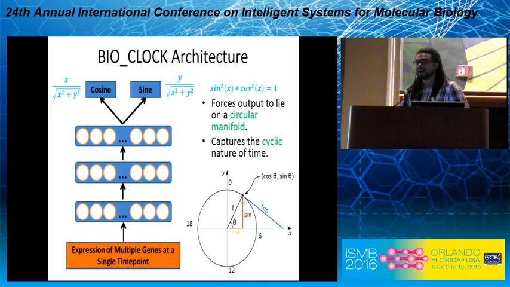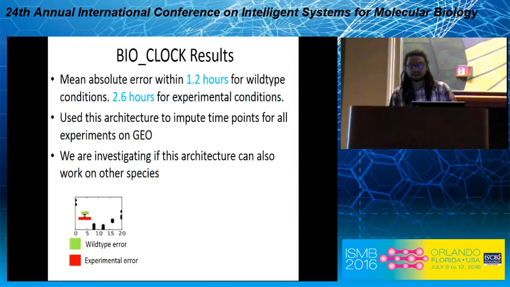We tried using a linear output, however, 0 is very far away from 23 hours. Intuitively, 23 hours should be right next to 0 hours. We also tried using a softmax output, but this still didn't capture this relationship. So what we did is we forced the output to lie on this 2D 24-hour circular manifold, thus capturing the cyclic relationship of time. Here are our results.